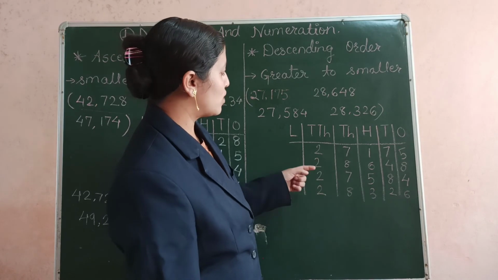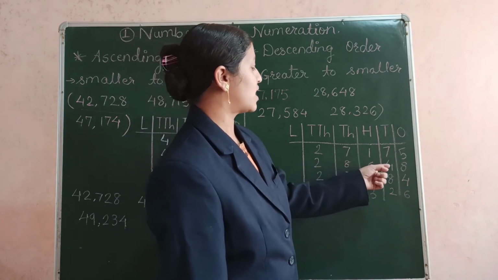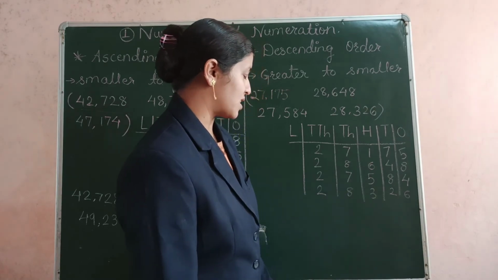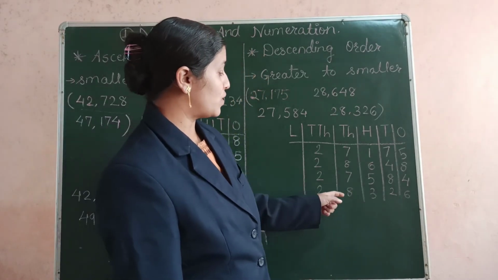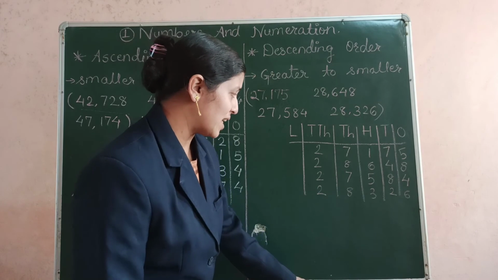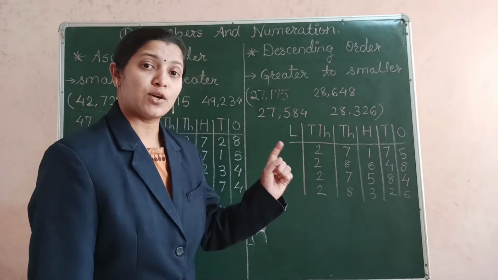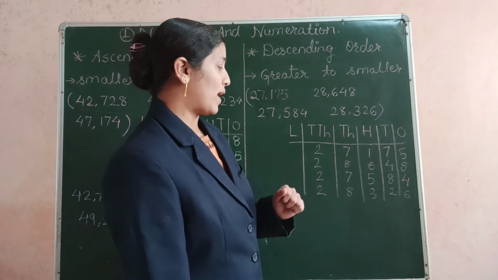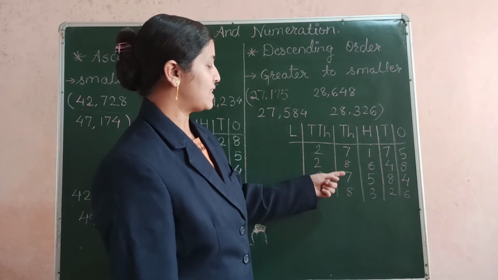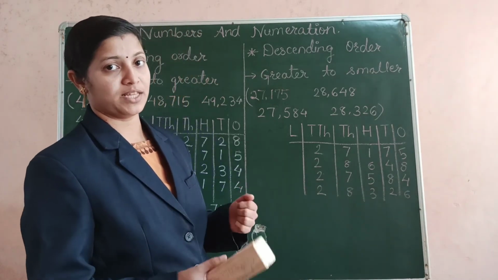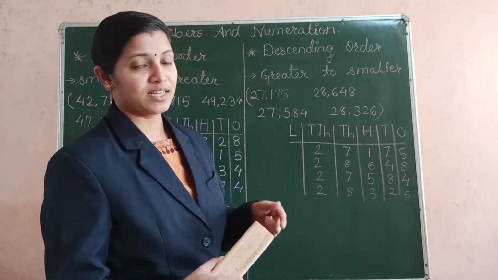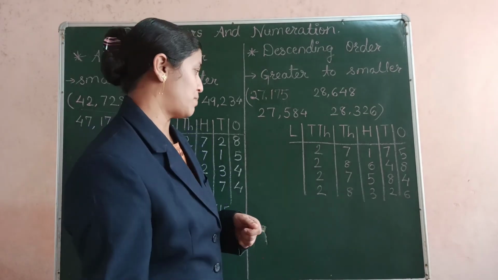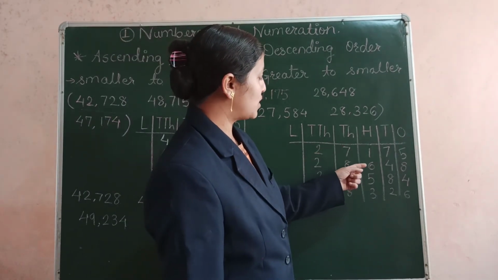Now we have these two numbers, that is 28,648 and 28,326. Now first we will find out which among these two is the greatest. So to find out that, we have to move to the next place value. Why? Because these two are having same 8. We can't compare between them. Any one of them might be greater. That we will come to know when we compare the digits which are in hundreds place. So next we will move to the hundreds place.